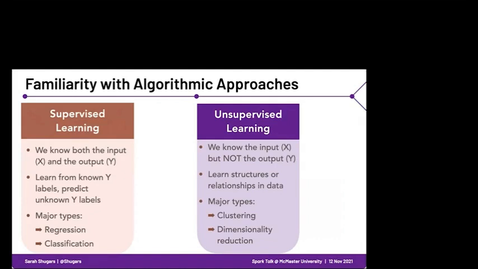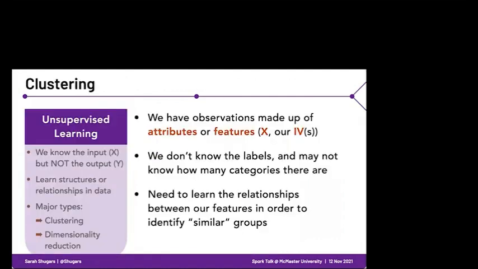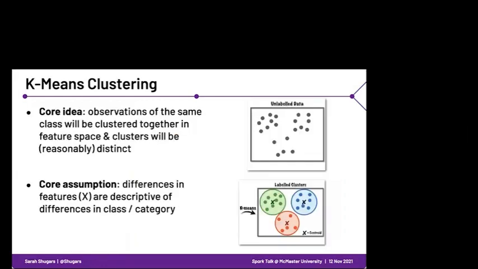I also want to quickly go through an example of unsupervised learning. So again, in these approaches, we have observations, so we have our attributes or our features or our X matrix or IVs, whatever you want to call it. And we don't have, or we're not thinking about, output. We're just using this input data, and we don't know the labels. We may not know how many categories there are, but basically we're looking for similarities or patterns within this data. I'll particularly talk about k-means clustering. The core idea here is that observations which are in the same clusters will be reasonably close together in whatever n-dimensional space we're working in, and that those clusters will be reasonably distinct. So things will be close to things that are in their same cluster and far from things that are not in their same cluster.